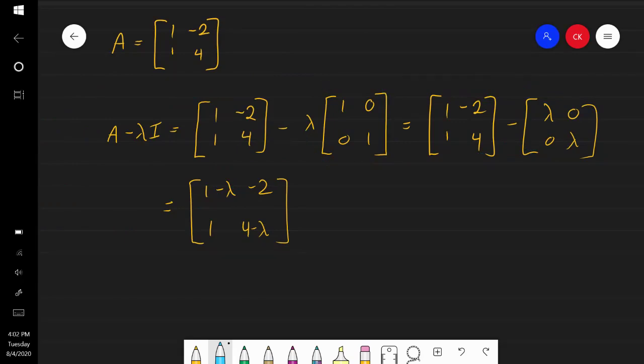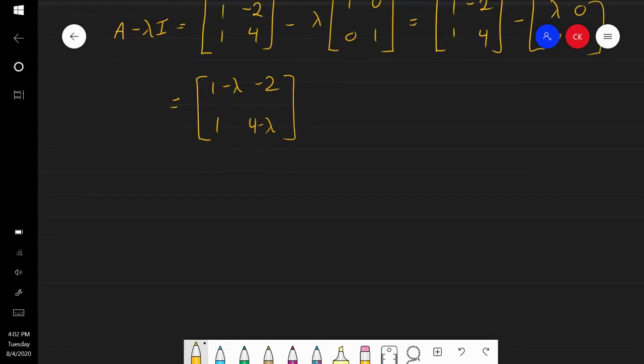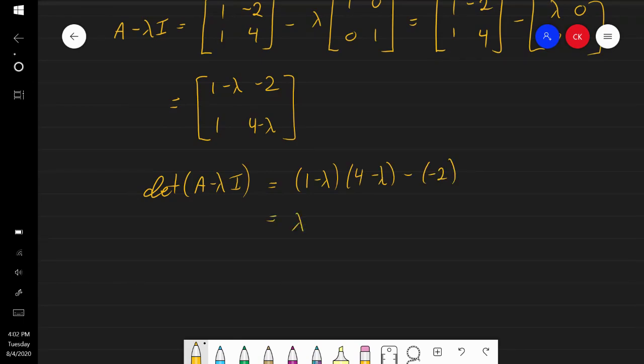Again, we want the determinant of this particular matrix to be equal to 0 to ensure that it's singular so that we get non-zero solutions. So let's take the determinant of A minus lambda I, and that's going to be equal to 1 minus lambda times 4 minus lambda minus negative 2. And a little bit of cleanup there gives us lambda squared minus 5 lambda plus 6. Again, we want to set this to 0 now to make sure that the matrix is singular.